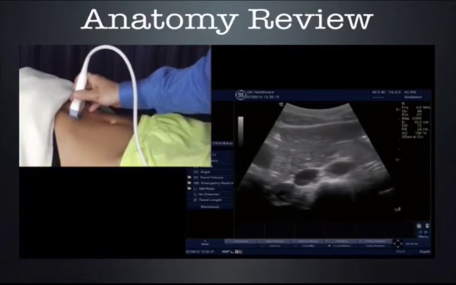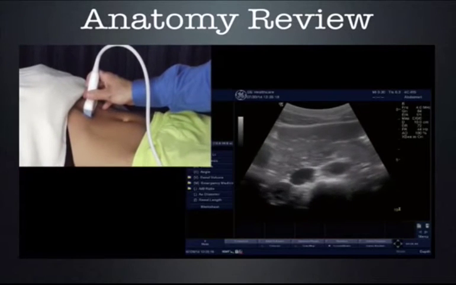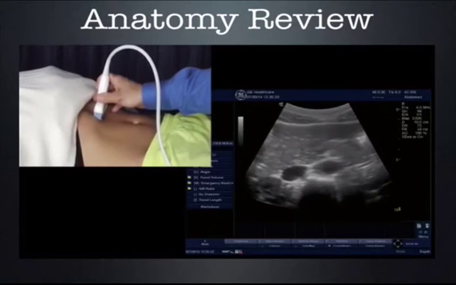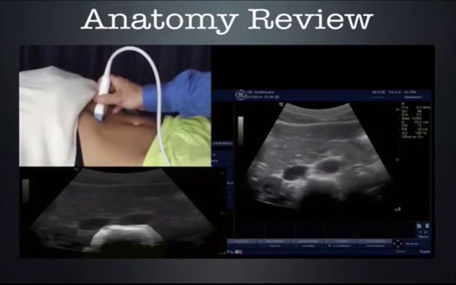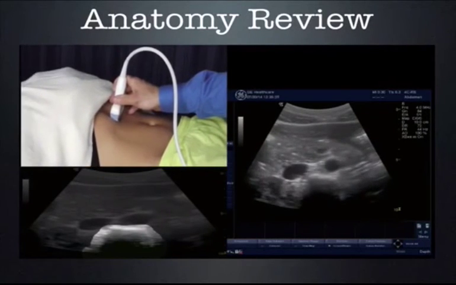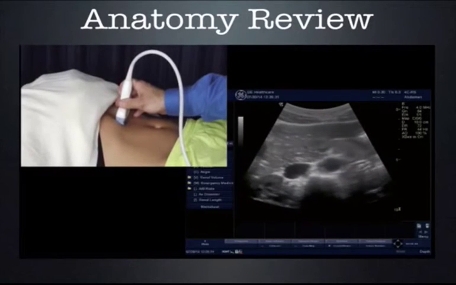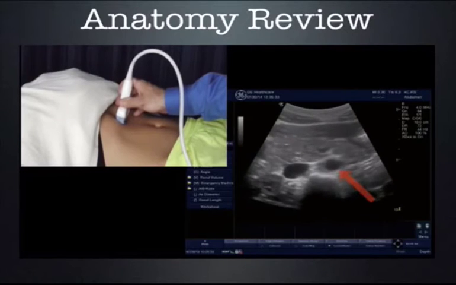As we place the probe on the abdomen, we can see several structures. When identifying the aorta, the first structure to find is the spine. The spine is hyperechoic with shadowing posterior and is deep on the screen. Once you identify the spine, you can look for the aorta and the IVC. Here we see the proximal aorta and the proximal IVC.